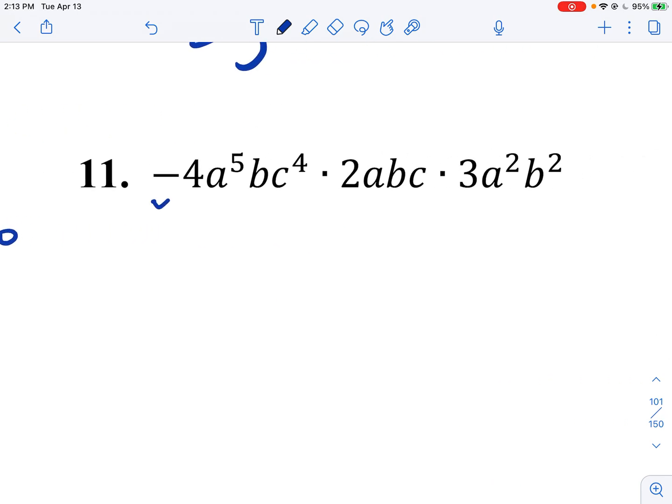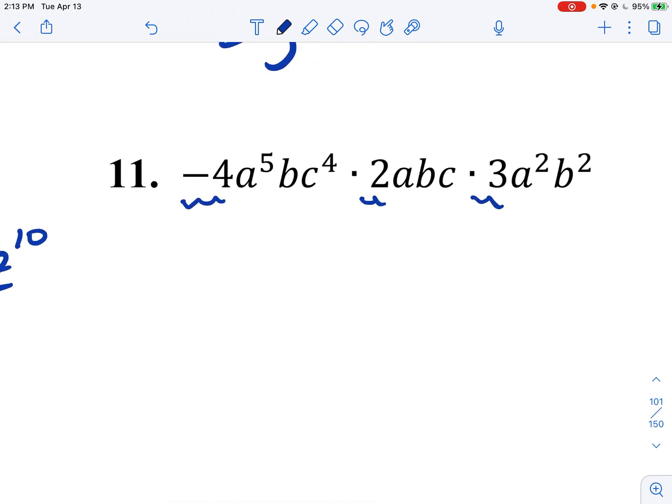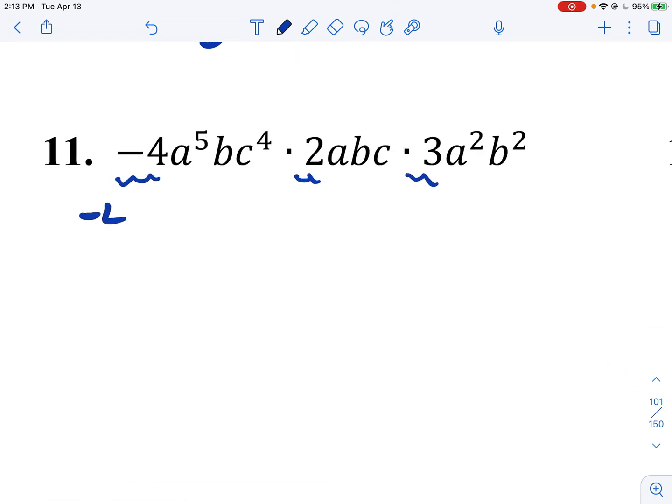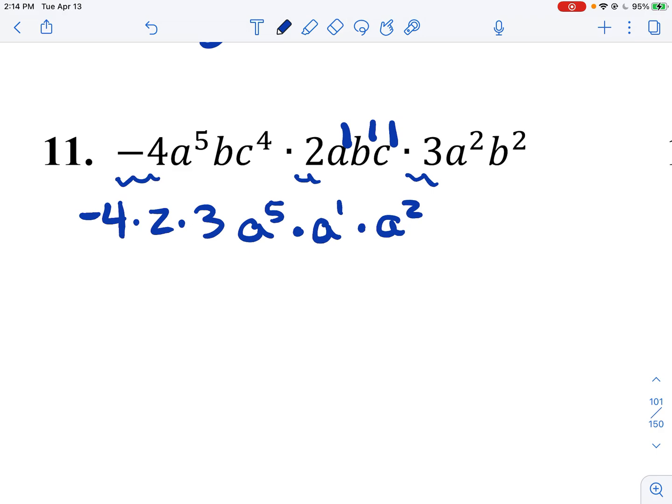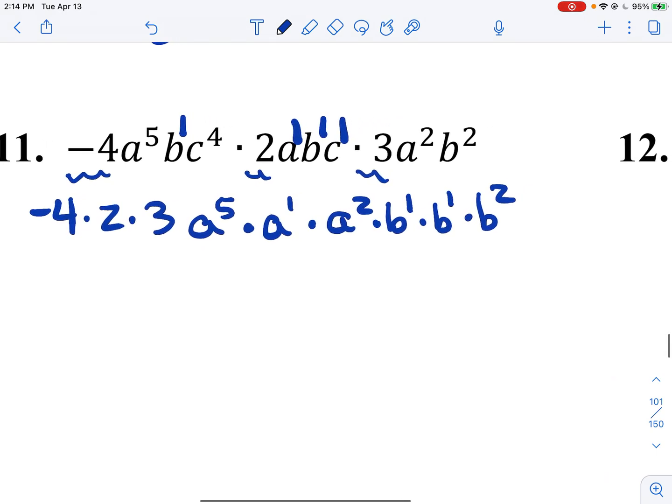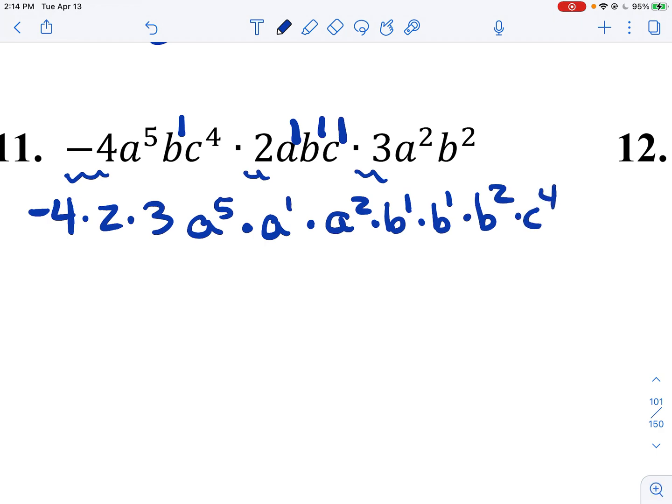This one, I have a negative 4, I have a 2, I have a 3. Negative 4 times 2 times 3. Then a, I have a to the 5th. Guys, each one of those has a 1. I have an a to the 1st. I have an a squared. Then over here I have a b to the 1st. I have another b to the 1st, and I have a b to the 2nd. Then I have a c to the 4th and a c to the 1st.